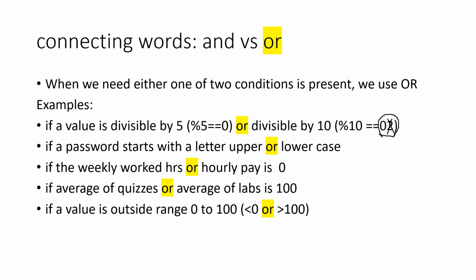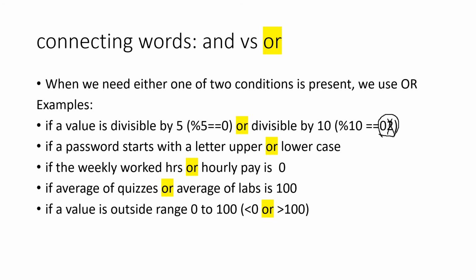And finally, if a value is outside the range 0 to 100. So when we check within the range, we use AND to connect. When we want to check if the value is outside of the range, we connect less than 0 or greater than 100. So we would say something like if grade is less than 0 or grade is greater than 100.